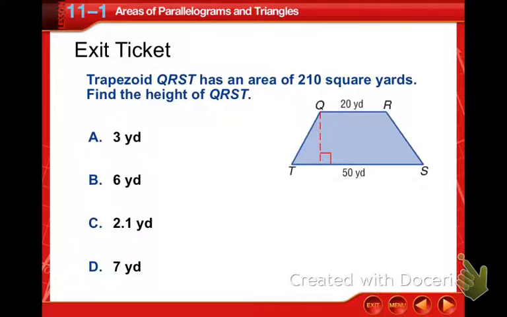So we have our area, it's 210. We know the two bases, 10 and 50. We need to find the height and use our formula for the area to work backwards to find the height.